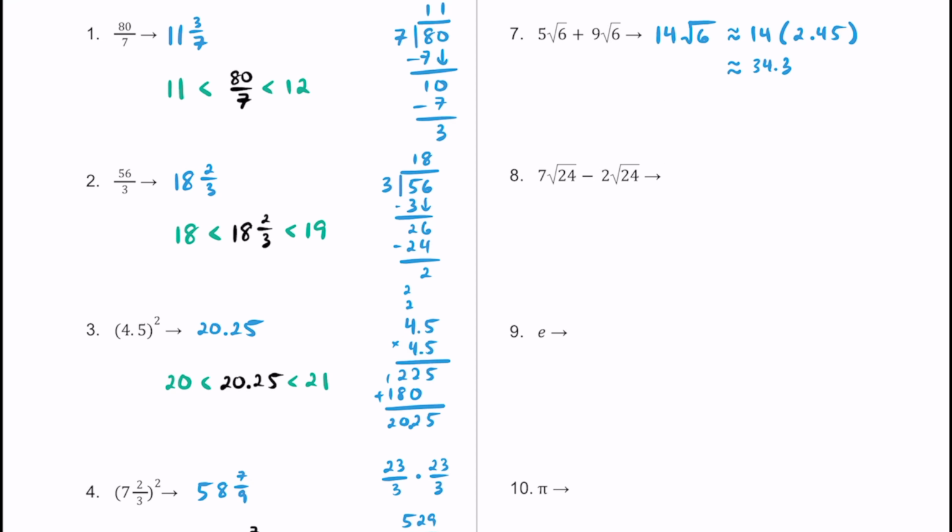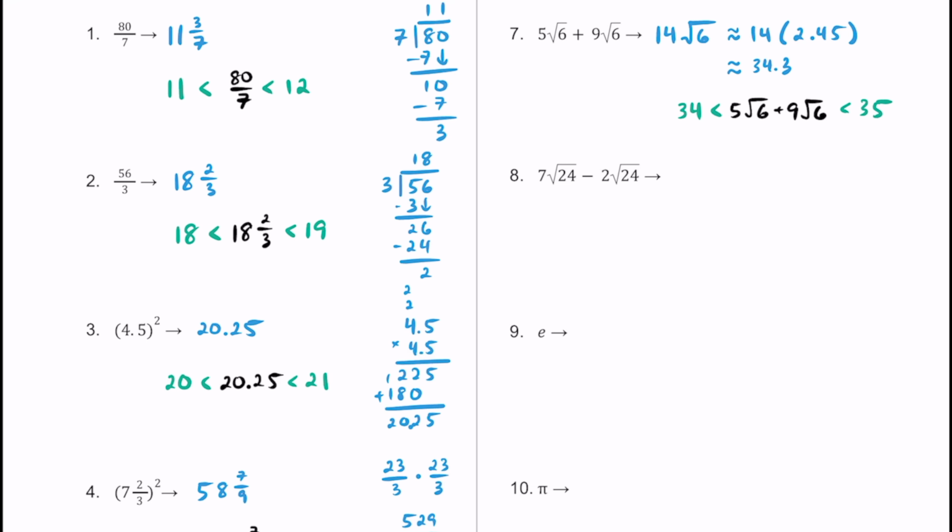So keep in mind that we can add these two pieces together because they both have that square root of 6. So where is this between? Well, this is going to be between 34, that's going to be less than that 14 root 6, or we can say the original was 5 root 6 plus 9 root 6, and that's going to be less than 35. So we know this value is going to be between 34 and 35.